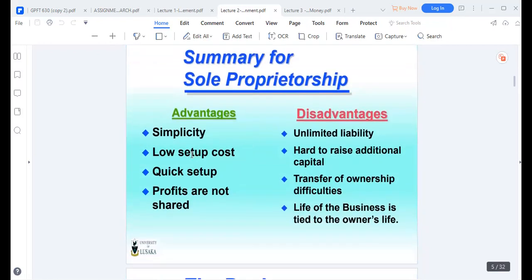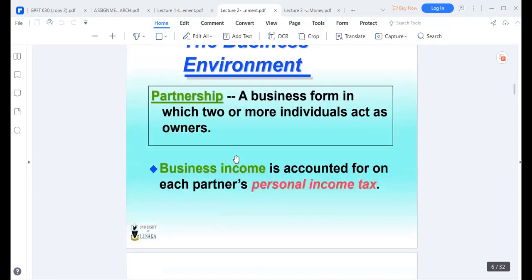The advantages come in their simplicity and easy setup. Quick setup and profits are enjoyed by an individual. There's less tension because all the decisions are made by a particular individual. Disadvantages being unlimited liability and being hard to raise finance, transfer of ownership difficulties, and the life of the business is tied to the life of the owner. Upon his death implies the death of the business structure, the business name.